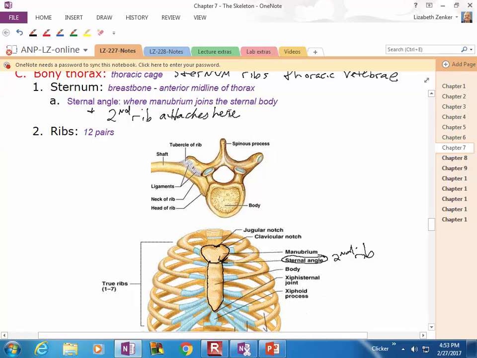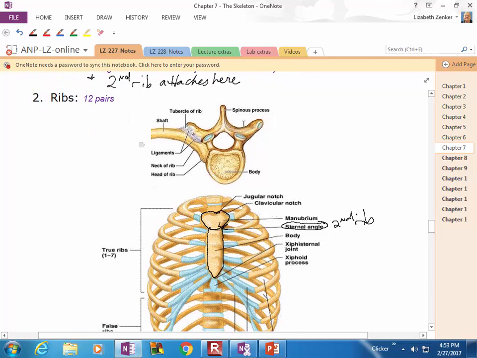And how many ribs do you think you have? We have 12 pairs. And do men and women have the same number of ribs? What do you think? Yes. Maybe. Yes. No, I don't know. Yes. Men and women have the same number of ribs.